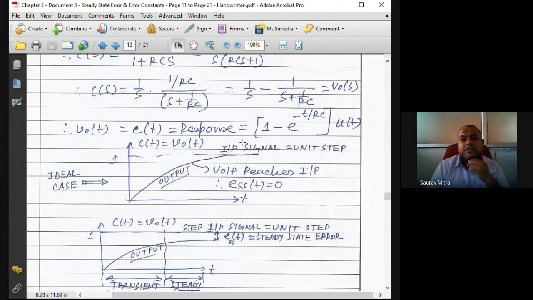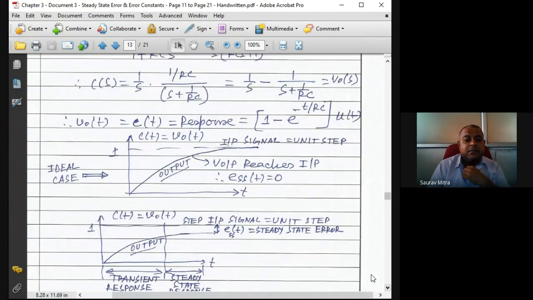Because this capacitor is a very new capacitor, and there is no recombination inside the capacitor. There is no charge combination of positive and negative inside the capacitor. So the capacitor gets an input voltage of 1 volt and it charges to 1 volt after a certain finite time. Hence there is no steady state error.